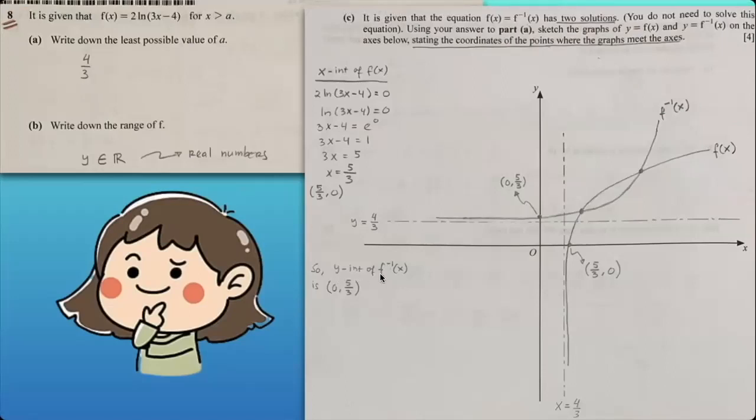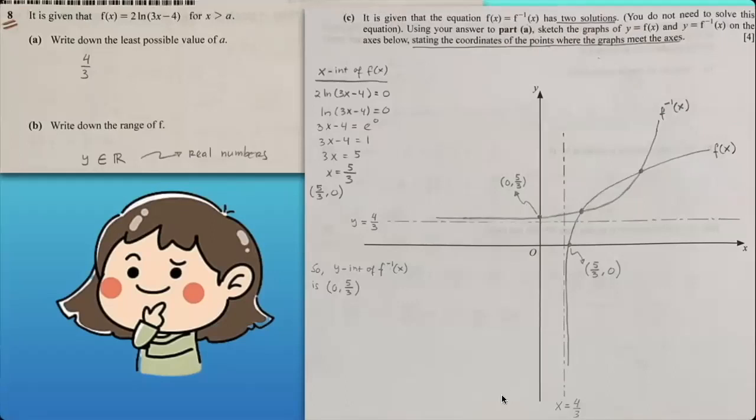And we can find y-intercept of the inverse. We just change the x and y coordinates. So the y-intercept of f inverse of x is 5/3. Okay. We need to know the shape of log function. Yeah, this one here. Okay. So this dashed line shows us x is equal to 4/3. And this curve cannot touch this dashed line.